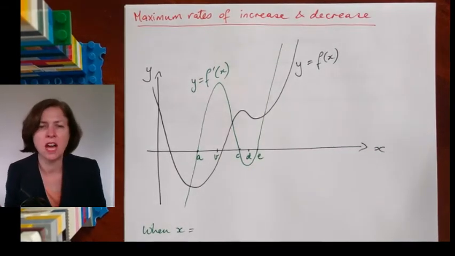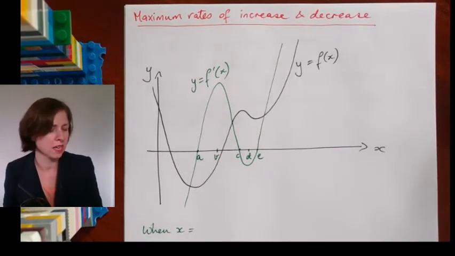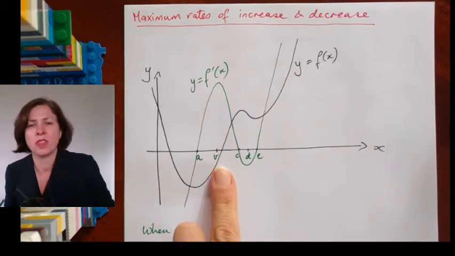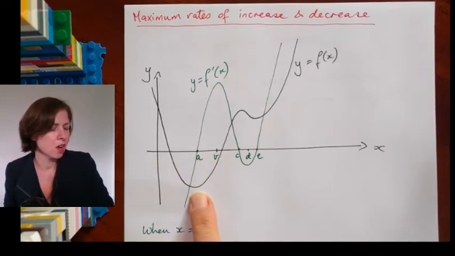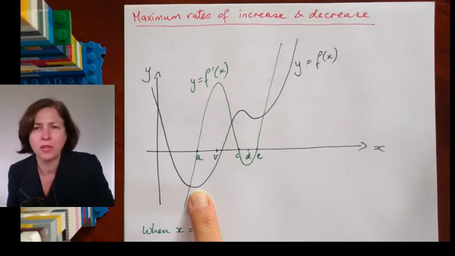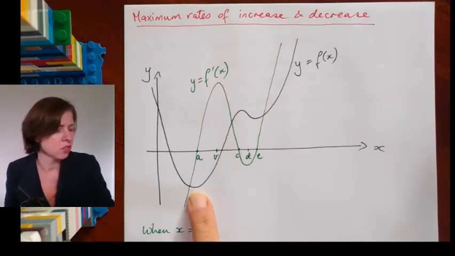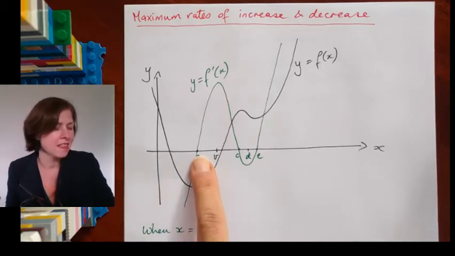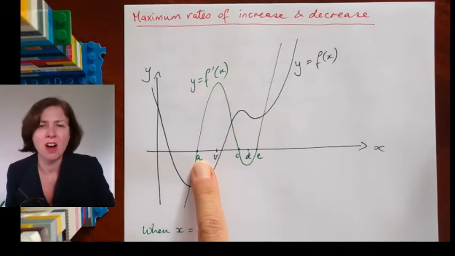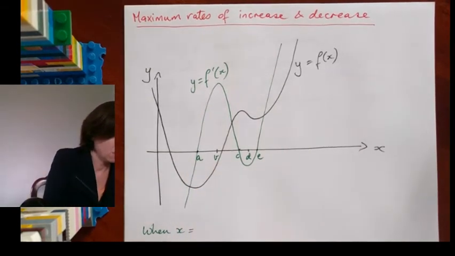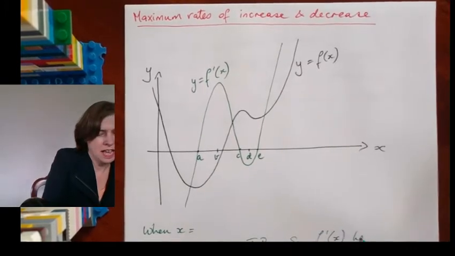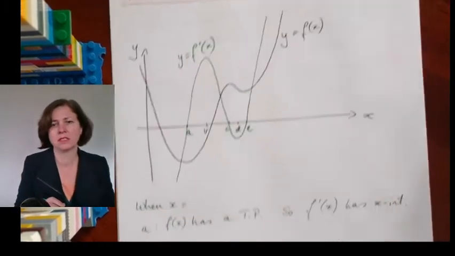So I'm going to just start by talking about some of the key points which we can identify here, and I've marked them with the letters A to E on the graph. Now if I start at A, it corresponds to a turning point in y equals f of x. So the original function has a turning point at A. That means that when x equals A, I have an x-intercept on my derivative. So for A, f of x has a turning point, so f dash of x has an x-intercept. All right, you can't quite see that.